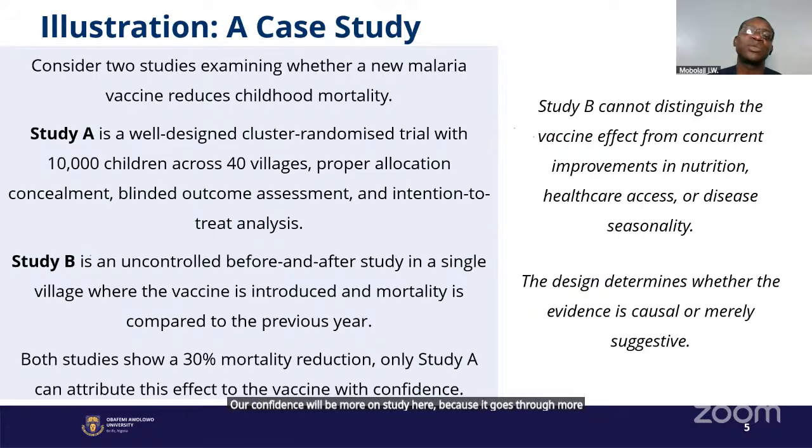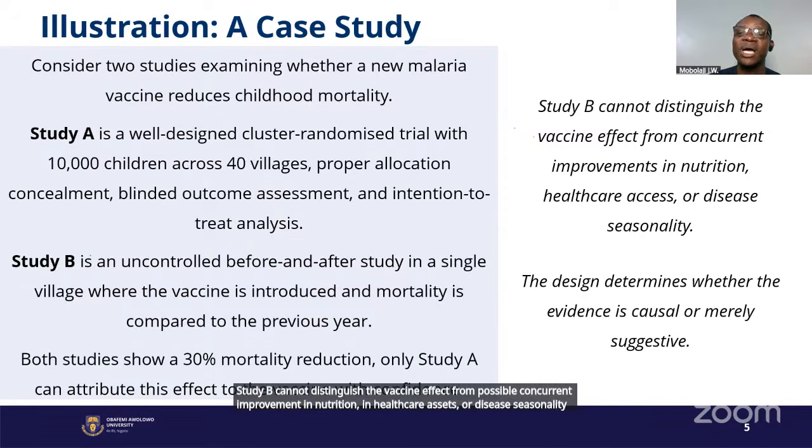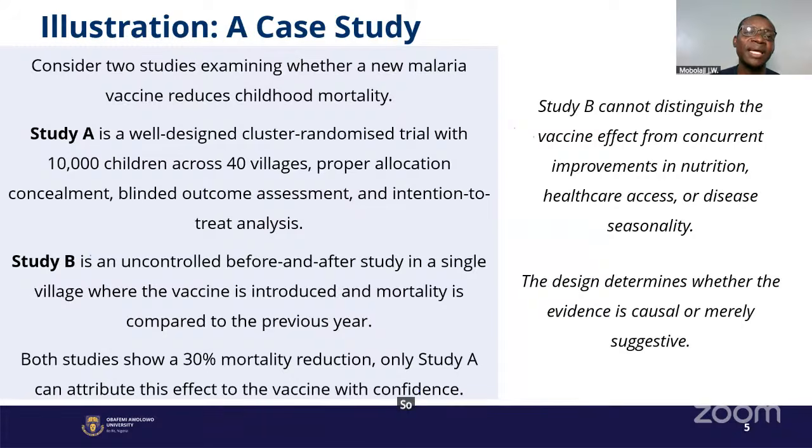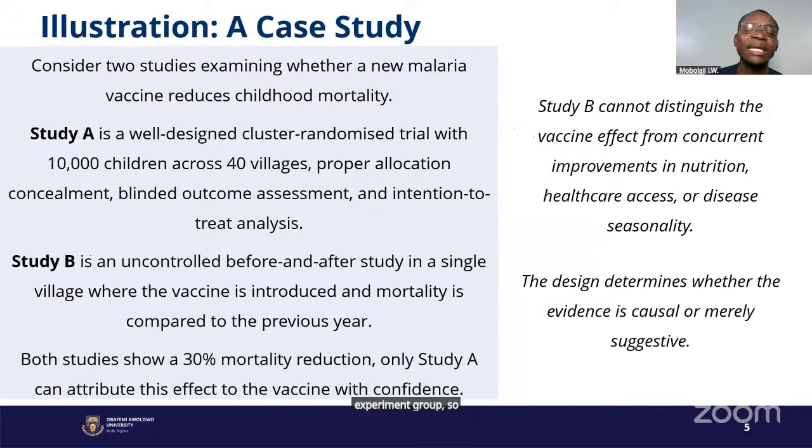Study B cannot distinguish the vaccine effect from possible concurrent improvement in nutrition, in healthcare access, or disease seasonality. But for study A, some confounders have been controlled for, and there is randomization, and some groups are controlled. So that other group is the experiment group. So we have more confidence in study A.